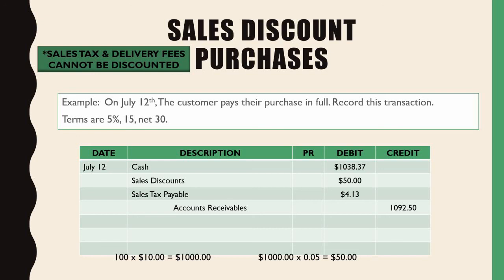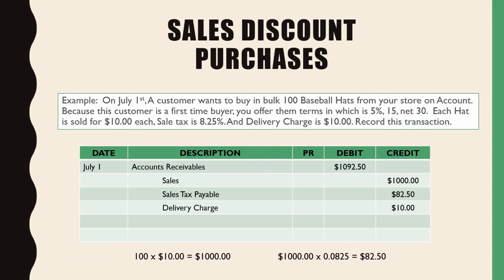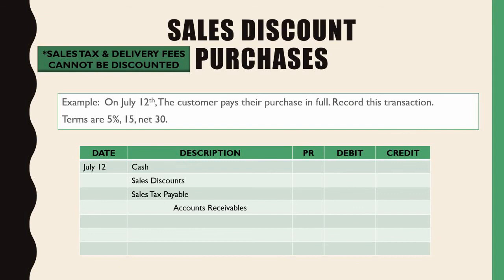But we've already recorded the sales, right? We've already recorded that he made the purchase. We've already recorded that we got the income, the delivery income, right? We recorded our sales already. This is now recording the payment that we received. And now we've got to modify it because we gave him a discount. Okay.